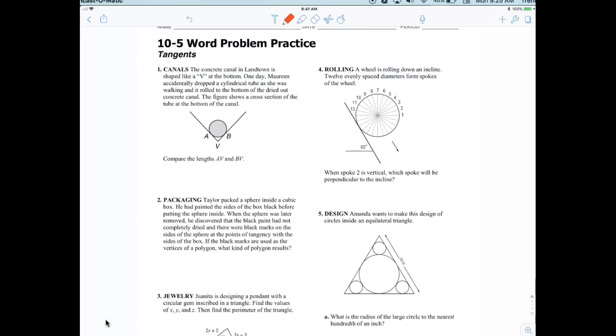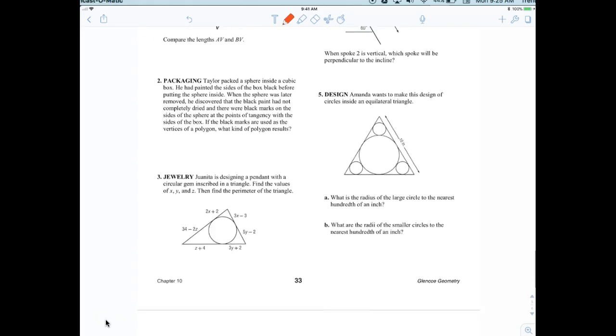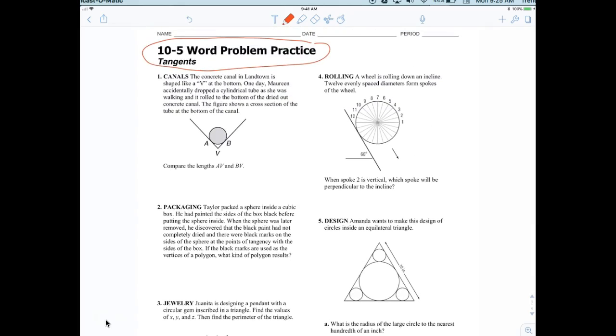Your job now, please, is to knock these out. The ones that are kind of fun are obviously the word problems. Try them all, but the word problems you're going to like. Those are fun, especially the rolling wheel, number 4. Have fun. Remember, get the work done now. It's not that hard. Plus, if you have a question, I'll try to help.